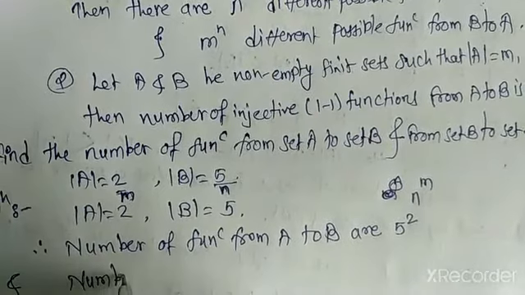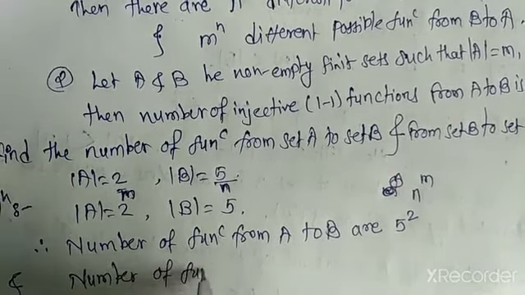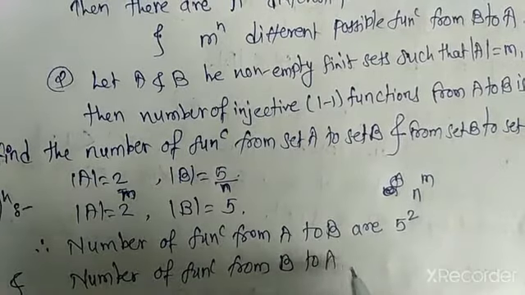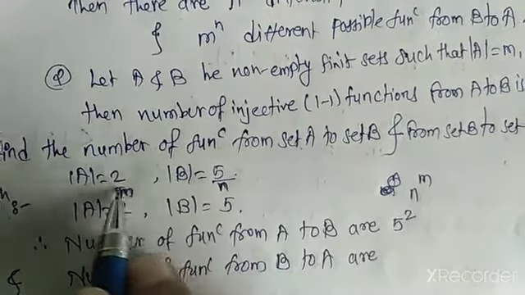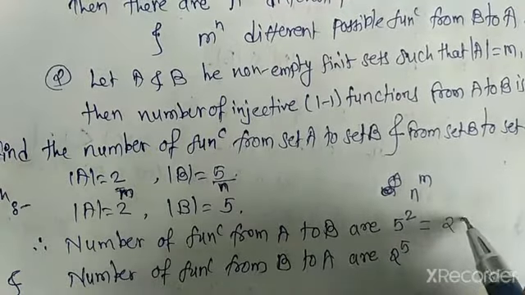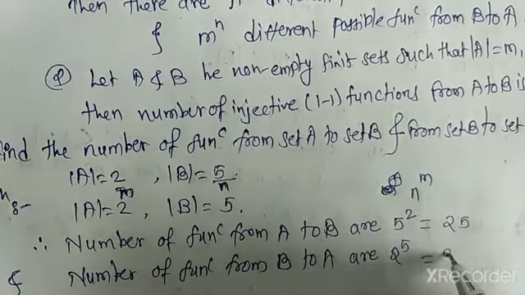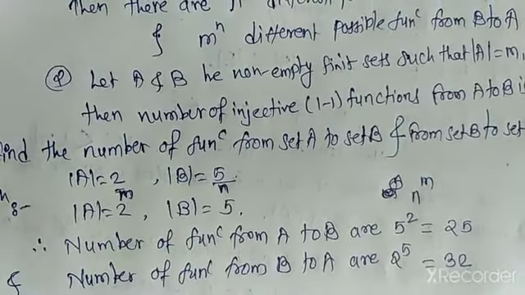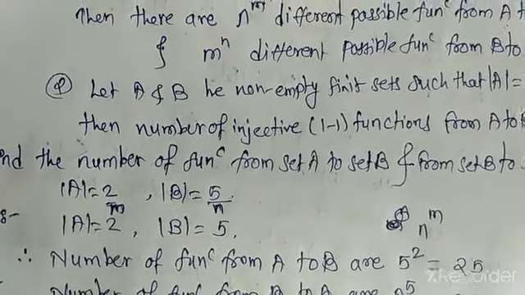And the second question: the number of functions from B to A is 2 raised to 5. You write 5 raised to 2 is 25 and 2 raised to 5 is 32. So there are 32 functions from B to A and 25 functions from A to B.